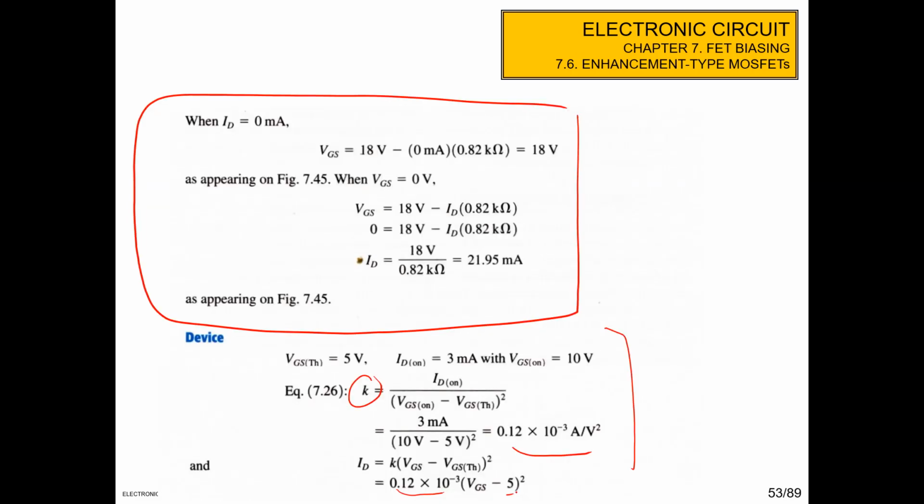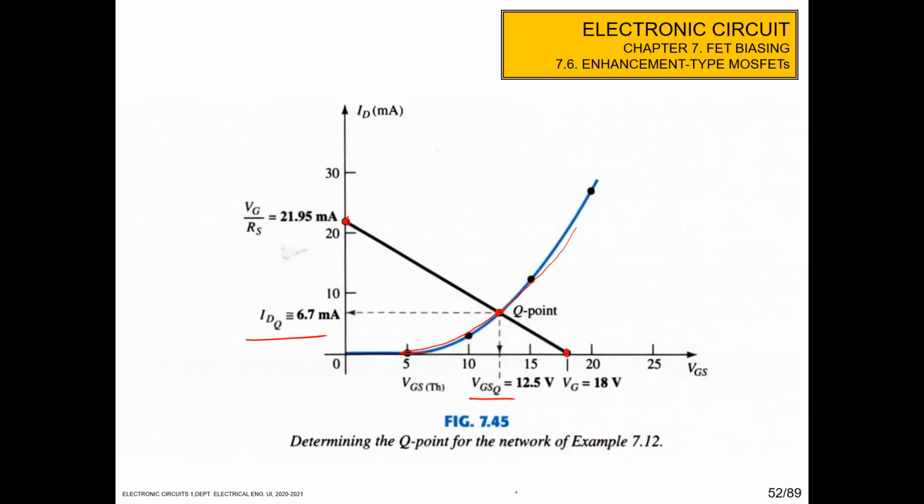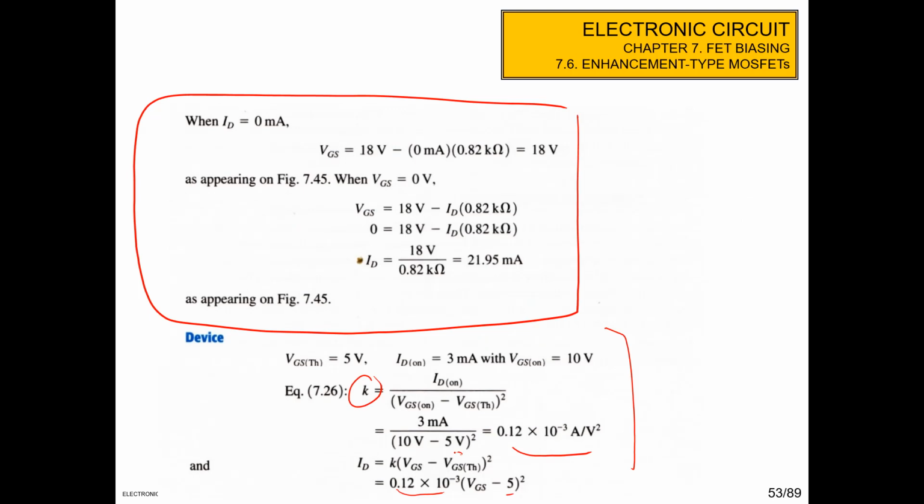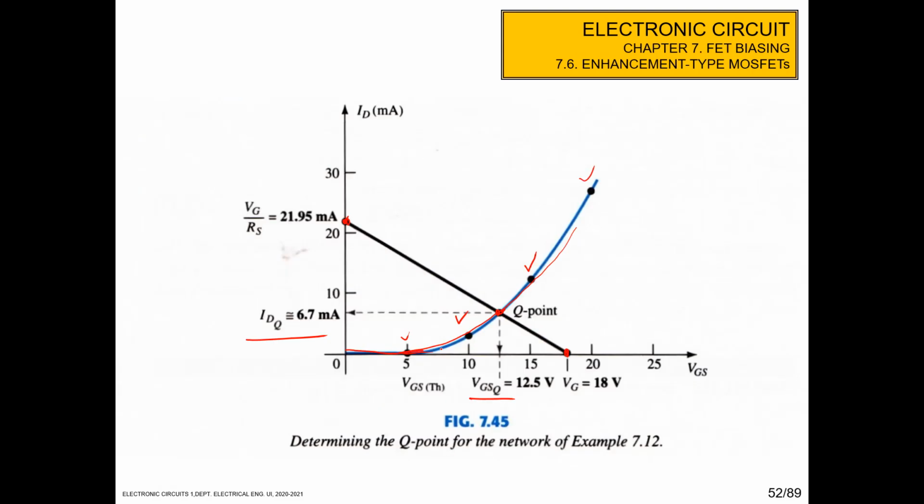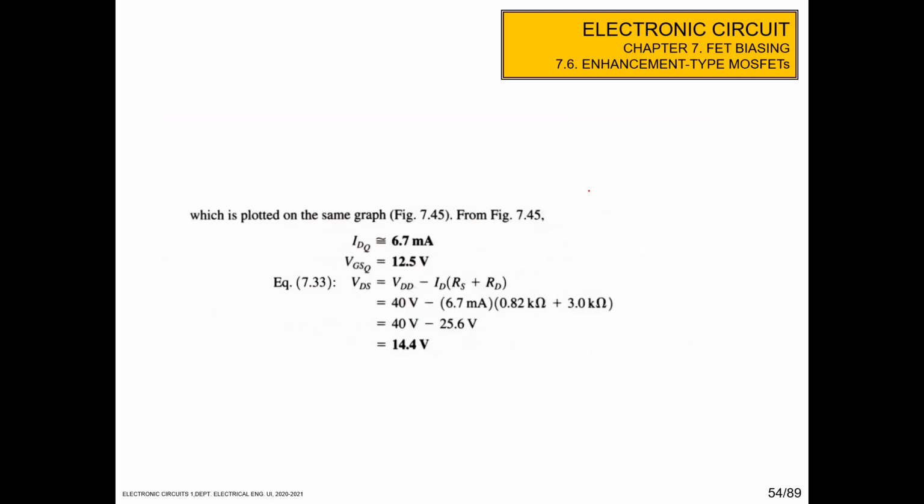So you can put some points, like VGS equal to 5, VGS equal to 10, VGS equal to 15, VGS equal to 20 here. You make VGS a variable, and then you can determine ID by this equation. Then you can draw the blue line, and the intersection is the Q point. Okay, just simple like this. From the plot, we get ID key is 6.7 milliampere and VGS key is 12.5 volt. So VDS, the next question, is VDD minus ID times RS plus RD. We got that VDS is 14.4 volt.